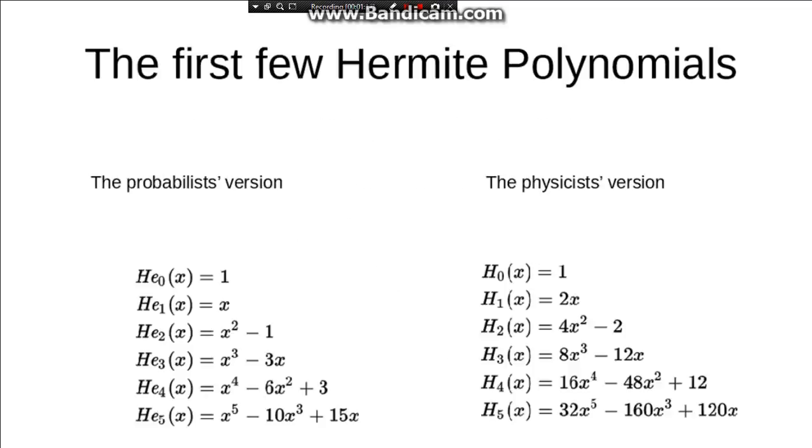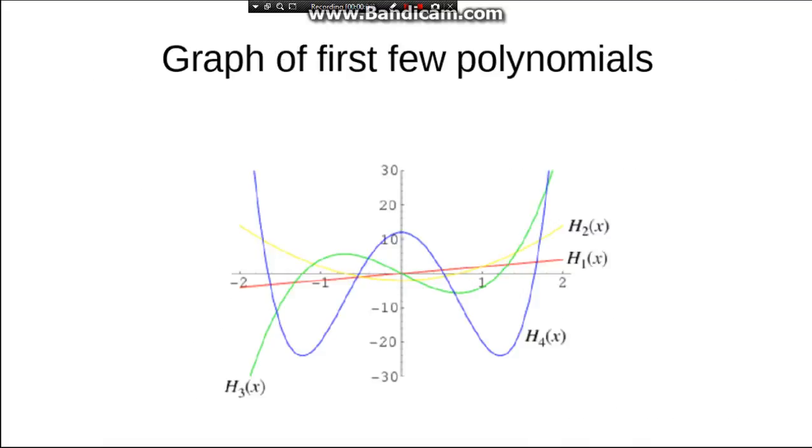Here I have listed the first few Hermite polynomials, both for the probabilist version and the physicist version. We can see that they start out with the same value: for n equal to 0, both of them are equal to 1. And then we see that as n increases, their values keep changing. Now here we have a graph of the first few polynomials. One might notice that the graph of each of these polynomials has a certain symmetry, about either one of the axes.